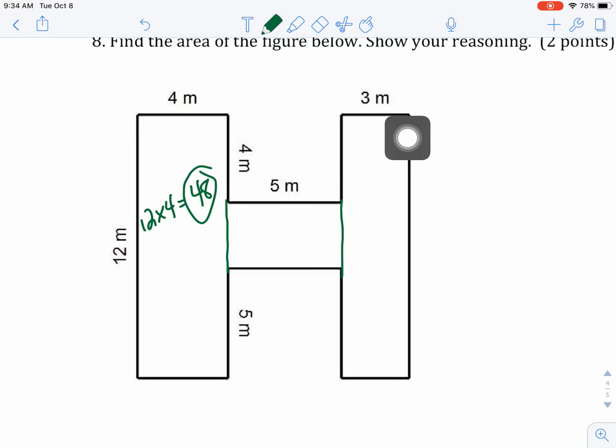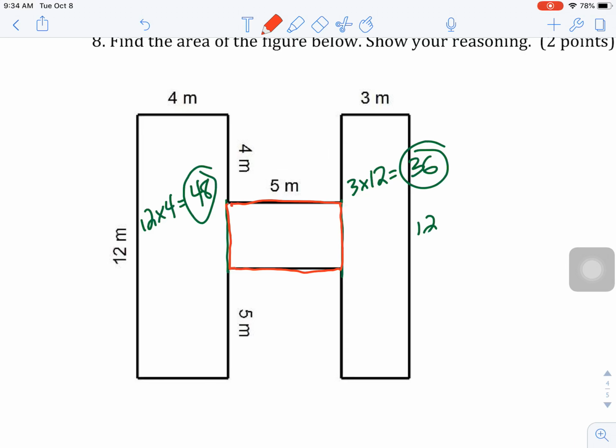Okay, over on the side, it's a 3 by, well, this side's not labeled, but if I look here, I know it's a 3 by 12. So 3 by 12 equals 36. Okay, and then I'm left with this in the middle, which I'm going to make red so we can see.